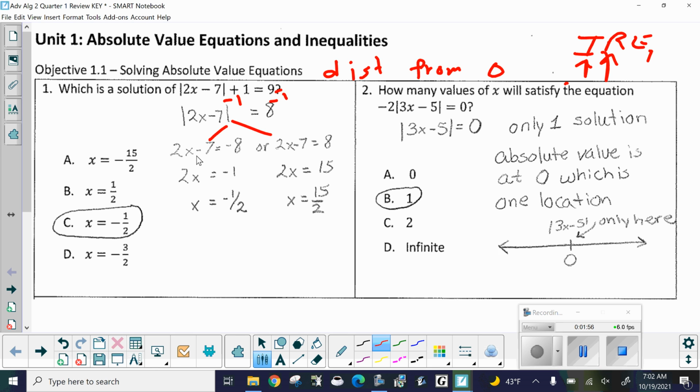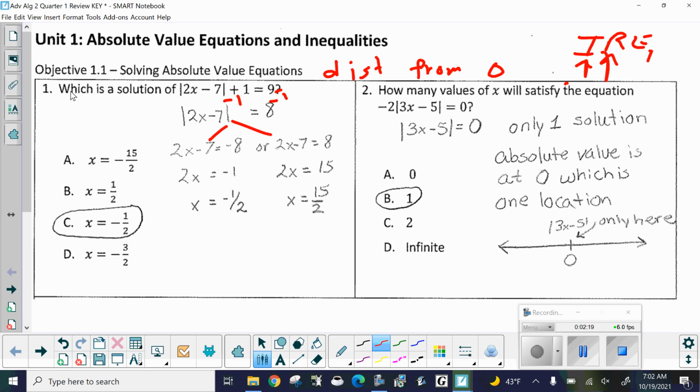On the left-hand side here, I add 7 to both sides, and I get 2x is equal to negative 1. And then I divide both sides by 2. x is equal to negative 1/2. On the right-hand side, I add 8 to both sides, and I get 2x is equal to 15. I divide both sides by 2, and x is equal to 15/2.